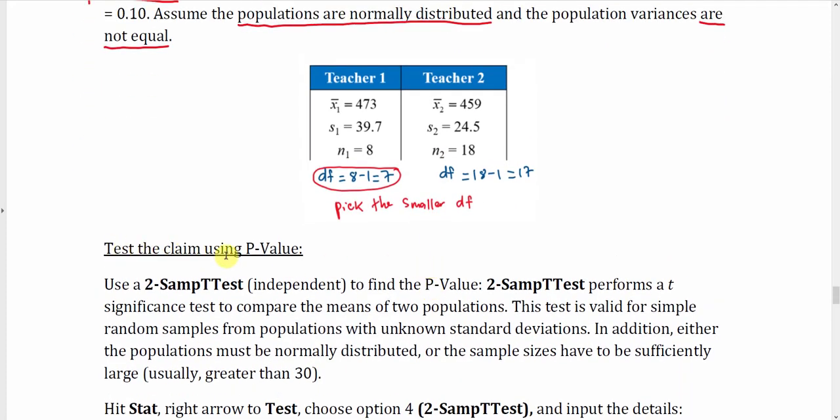Okay, to test the claim using the p-values, we use the two-sample t-test. Because this is the student t distribution, so we use the two-sample t-test. The two-sample t-test is for independent samples to find a p-value. And this performs a t significance test to compare the means of populations 1 and 2. Okay? And make sure that this is only okay if all the requirements are good. If not, then you get some value that is completely wrong.